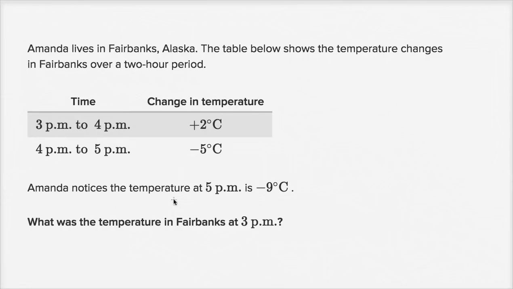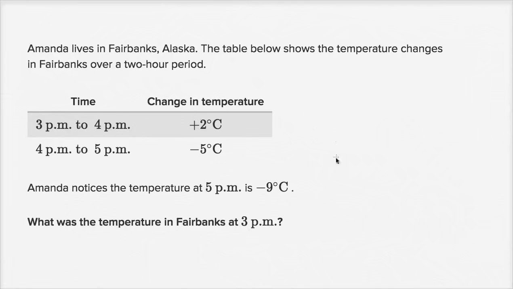Amanda notices the temperature at 5 p.m. is negative 9 degrees Celsius. What was the temperature in Fairbanks at 3 p.m.? So they're essentially telling us the temperature at the end of these changes, and they want us to figure out the temperature at the beginning of these changes. So let's see if we can do that.